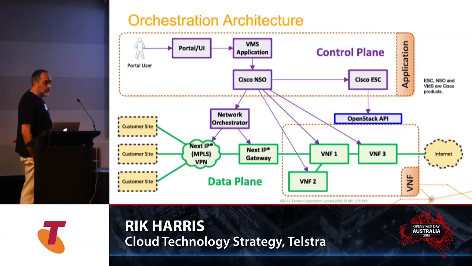That VMS application calls NSO and says, please go and instantiate one service type X, and NSO will then connect to one of our back-end services, the network orchestrator, to say to the MPLS network, this customer has asked for this service, please connect the MPLS network to the next IP gateway. We'll talk to the next IP gateway saying, please connect this to the cloud. It will talk to ESC to say, please create 3 VNFs for me. And so this uses the public OpenStack APIs to go there and create those VNFs. And once they're created, NSO will then go and connect to each of those VNFs to load the configuration that the customer has asked for. And then the service is up and running.